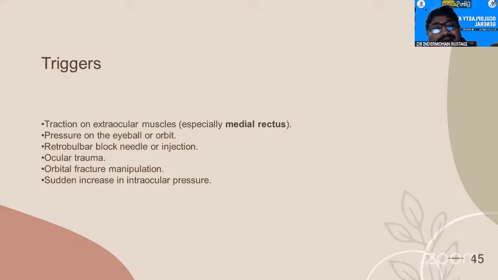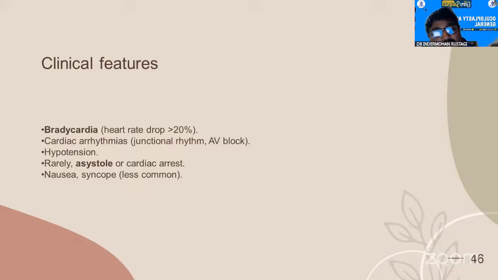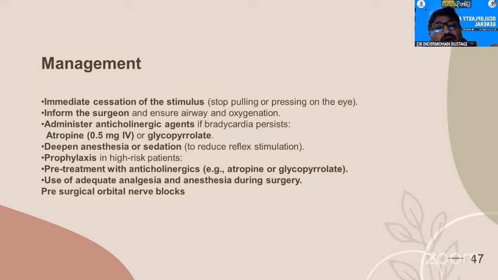So what triggers it is pressure or traction on the extraocular muscle, pressure on the eyeball, or a forceful retrobulbar block or ocular trauma also, and a sudden increase in the intraocular pressure. I told you already that there will be bradycardia and asystole. So how do we manage this? We should immediately stop the stimulation. Suppose we were pulling the muscle, we should relax the muscle.